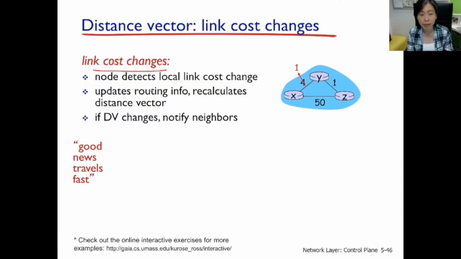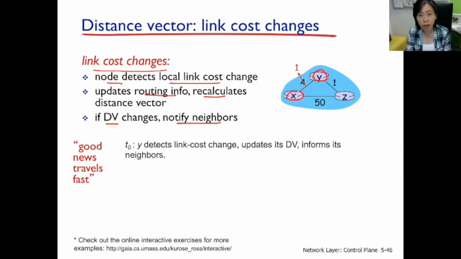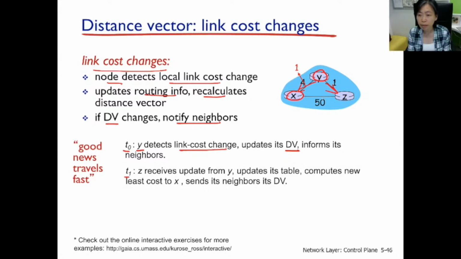So recall, this is the change where the link between x and y is reduced from 4 to 1, so good news. The node is going to detect the local link cost change, update the routing information and trigger Bellman-Ford. If the distance vector changes, then send to the neighbors. So here, the link changes from 4 to 1. At time 0, y is going to detect the link cost change, update its DV and inform the neighbors here and here.